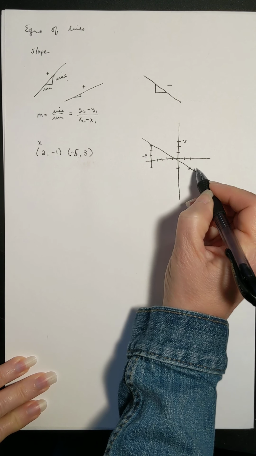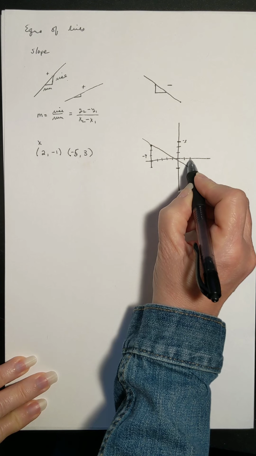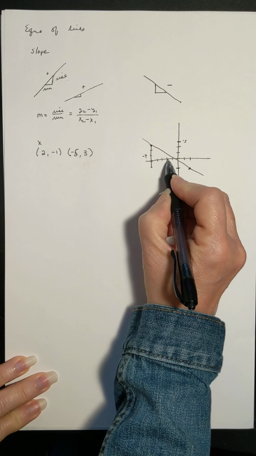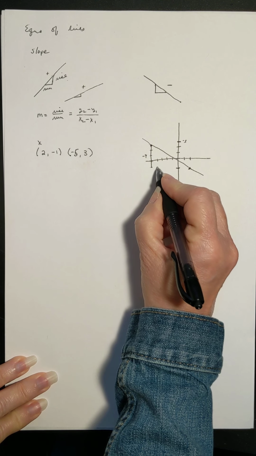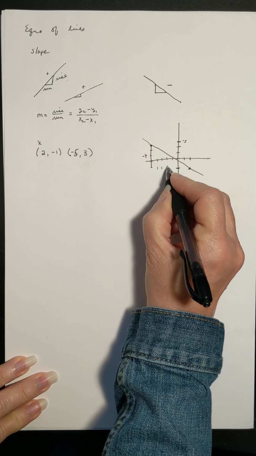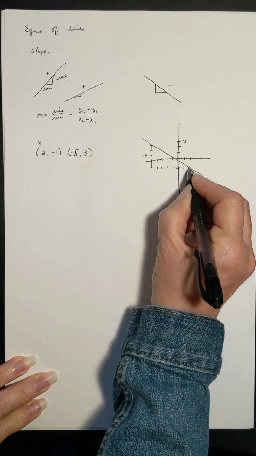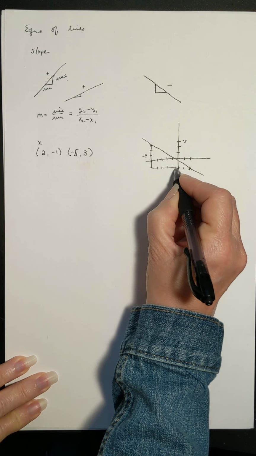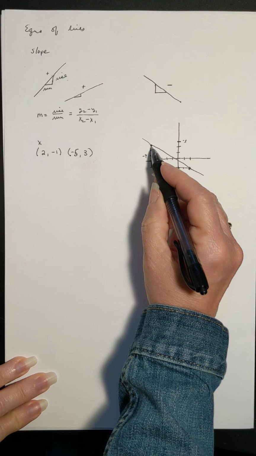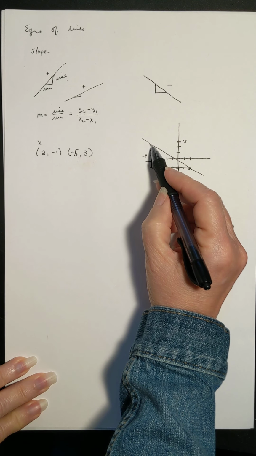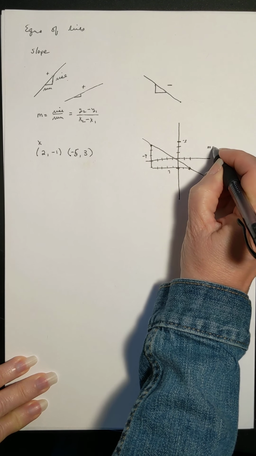And then how far did I go over? Well, I'm starting here at negative 5. I'm going over to 2. So that's 1, 2, 3, 4, 5, 6, 7. So this is over 7. So this is going to be negative 4/7 will be my slope.